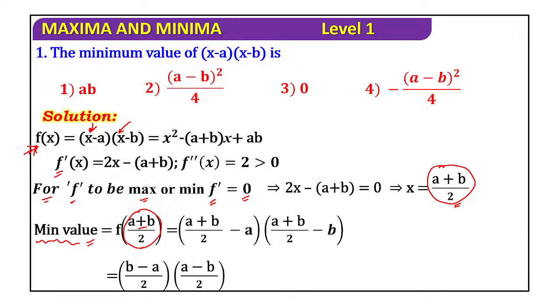You are going to get (b minus a) divided by 2 and (a minus b) divided by 2. So if I multiply these two, it will be minus of (a minus b) whole square divided by 4.